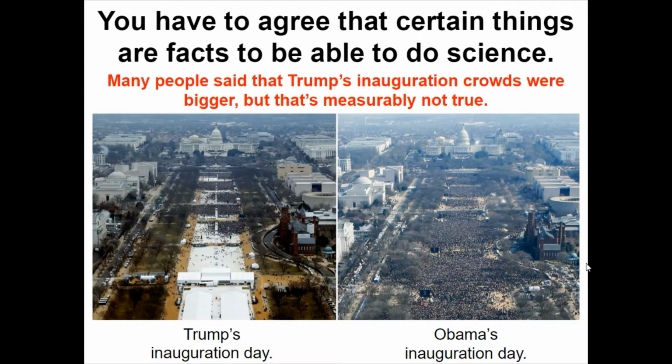So you have to be able to agree that certain things are facts to be able to do science. So for example, many people said that Trump's inauguration crowds were bigger than Obama's, but that's measurably not true. So if someone can look at this and say there are more people here than here, then we cannot do science with those people because they will just ignore facts.